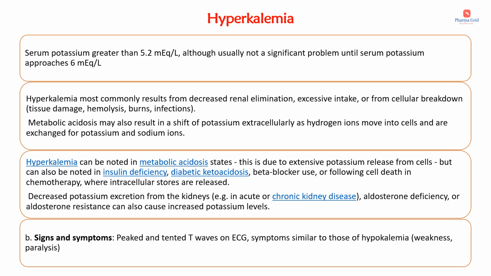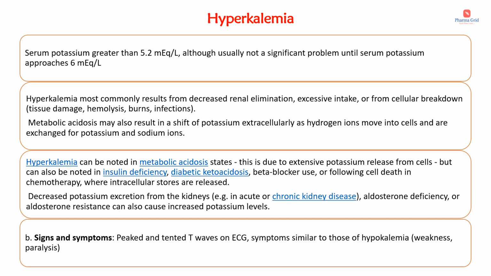Hyperkalemia, which means serum potassium greater than 5.2 milliequivalent per liter, although usually not a significant problem until serum potassium approaches 6 milliequivalent per liter. Hyperkalemia most commonly results from decreased renal elimination, excessive intake, or from cellular breakdown such as tissue damage, hemolysis, burns, infections. Metabolic acidosis may also result in a shift of potassium extracellularly as hydrogen ions move into cells and are exchanged for potassium and sodium ions.